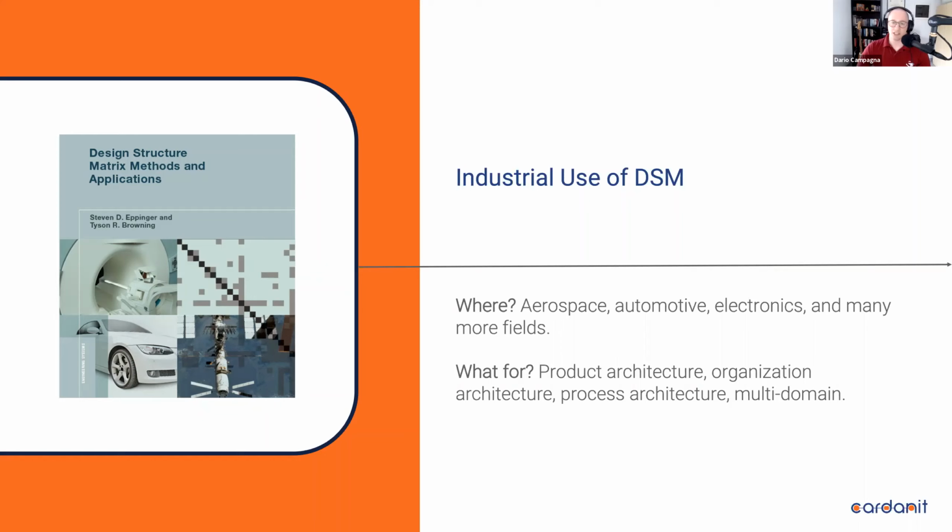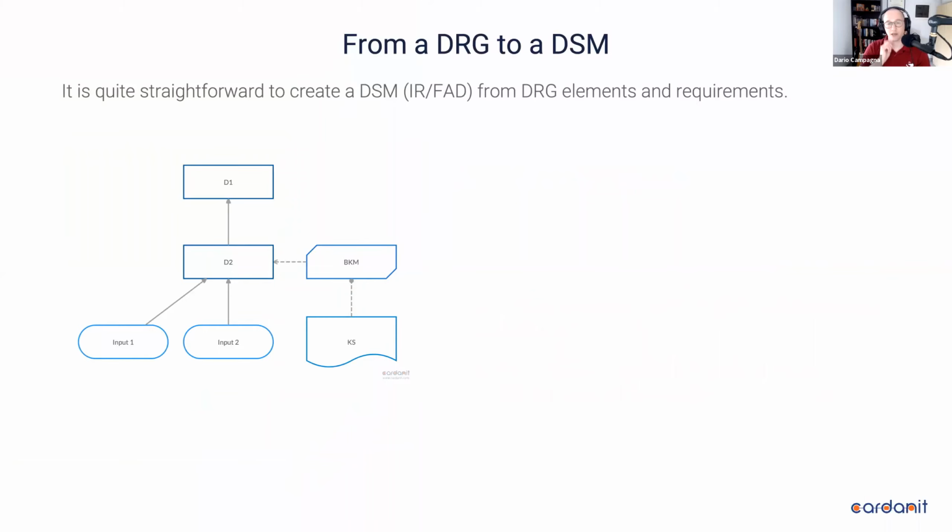And we started looking at DSM a couple of years ago, and last year we got more involved also in the DSM community. And some months ago we thought, what about using DSM for modeling, for visualizing DMN models or the DRG? And it turns out that it's quite straightforward to create a design structure matrix from a DRG and from the elements and requirements of a DRG. So let me show you how these things work with this very simple example.